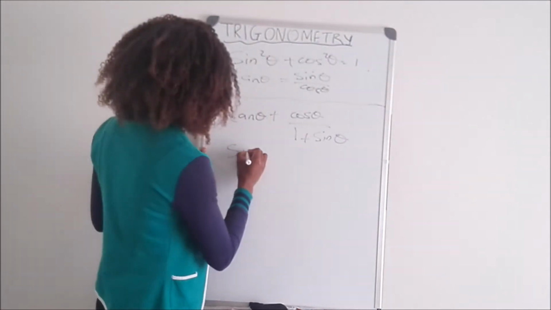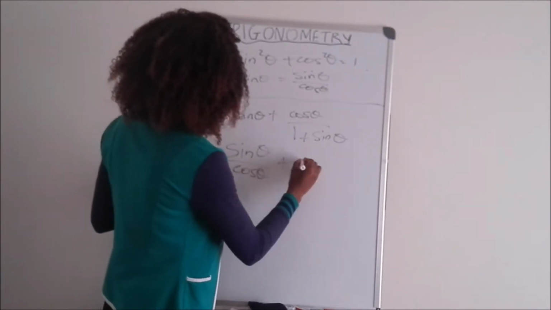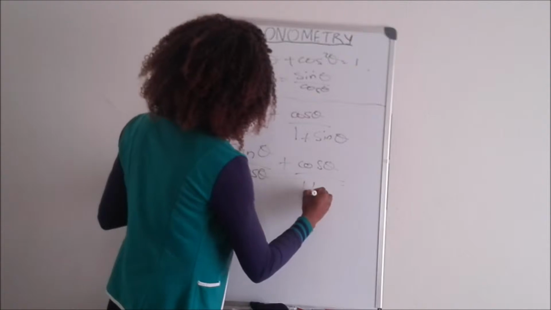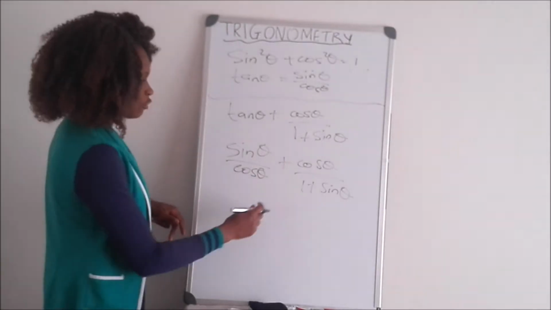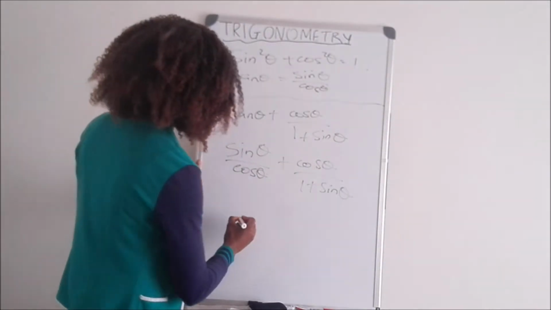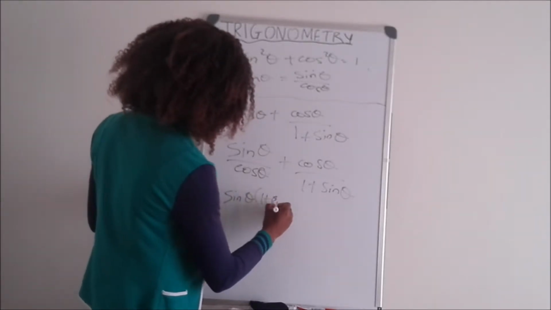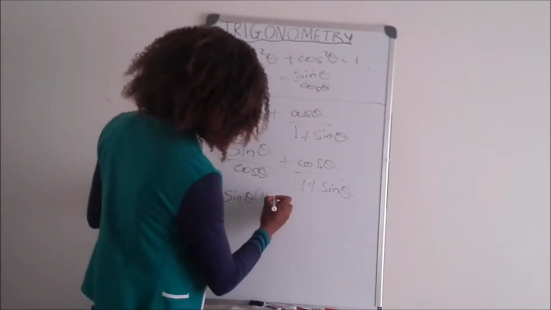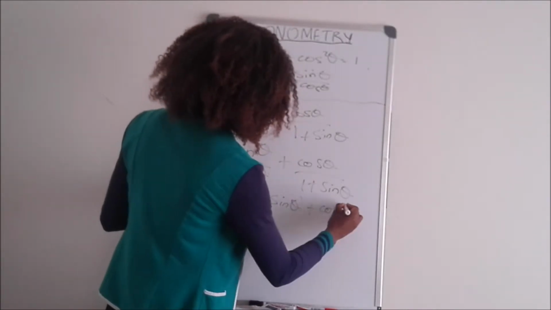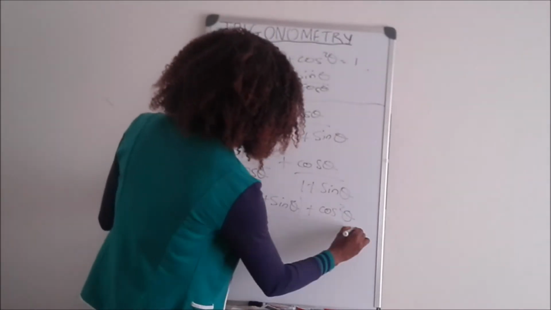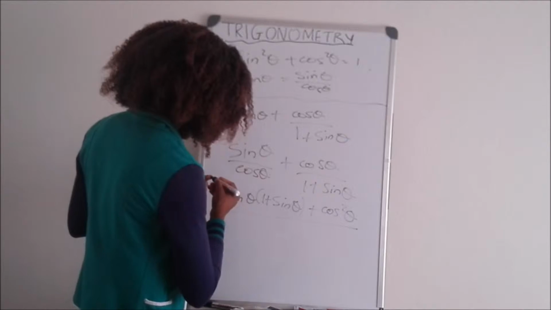Alright, we're starting to simplify now. Sine theta divided by cos theta, that is for tan, plus cos theta divided by 1 plus sine theta. From here we work out the fractions: this will multiply with that, and that with this. Then we'll have sine theta into 1 plus sine theta, plus cos theta multiplied by cos theta, which will give us cos squared theta, all divided by, okay, let me use another marker.